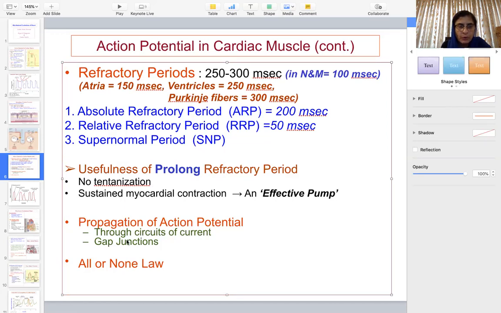The propagation of the action potential in the heart muscle through circuits of current, I will tell you later on. Now the cardiac muscle also has the property of the all-or-none law. You know that either an impulse is generated and spreads throughout the cardiac muscle, or there is no generation at all. So this is called the all-or-none law.